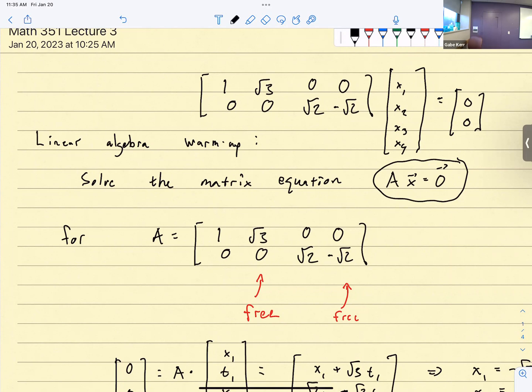X1, X2, X3, X4. We have four, so we're in a four-dimensional space, and we have two equations. The first equation is given by 1 times X1 plus the square root of 3 times X2 equals 0. That's it. And we have another equation: square root of 2 times X3 minus square root of 2 times X4 equals 0.